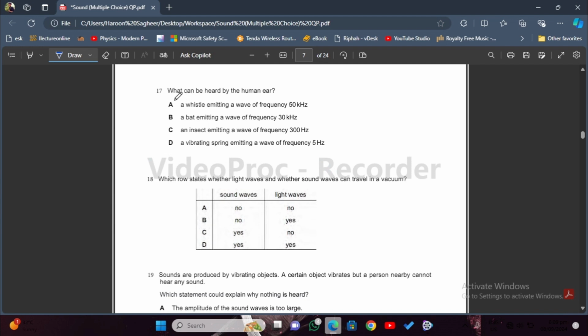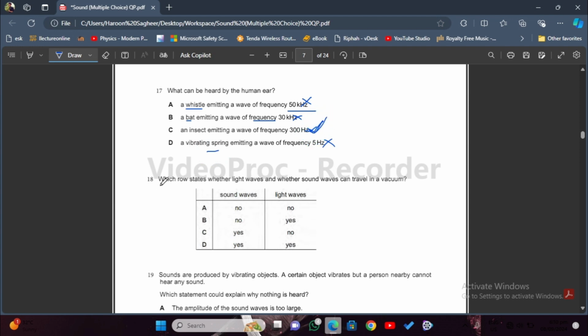Okay, now what about 17? What can be heard by a human ear? A whistle? Can we hear a whistle whose frequency is 50 kilohertz? No, probably dogs can hear this whistle, or cockroaches, but humans cannot. A bat emitting a wave of frequency 30 kilohertz? No, we cannot hear this. It's beyond the human frequency range. An insect emitting a wave of frequency 300 hertz? Yes, that is correct. You know, the beetles, etc., they produce a sound in the night, which is around 300 hertz always. But option D, a vibrating spring emitting a wave of frequency 5 hertz, no, we cannot hear it. So option C is correct.